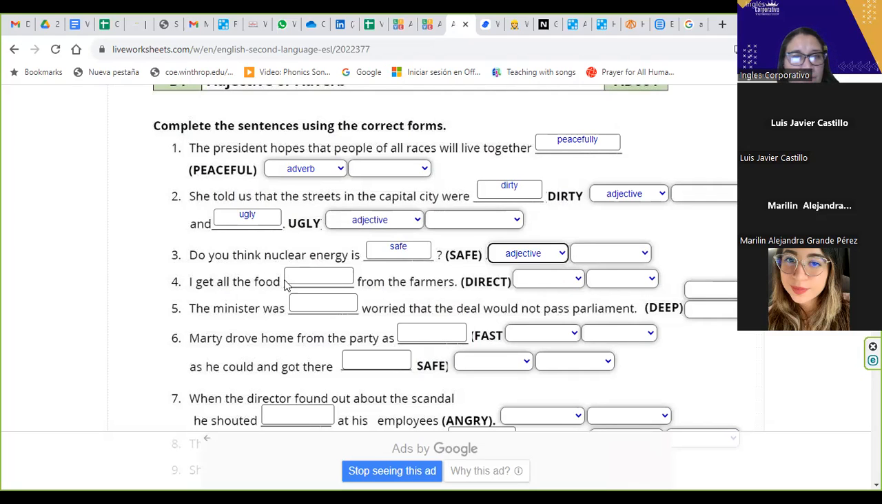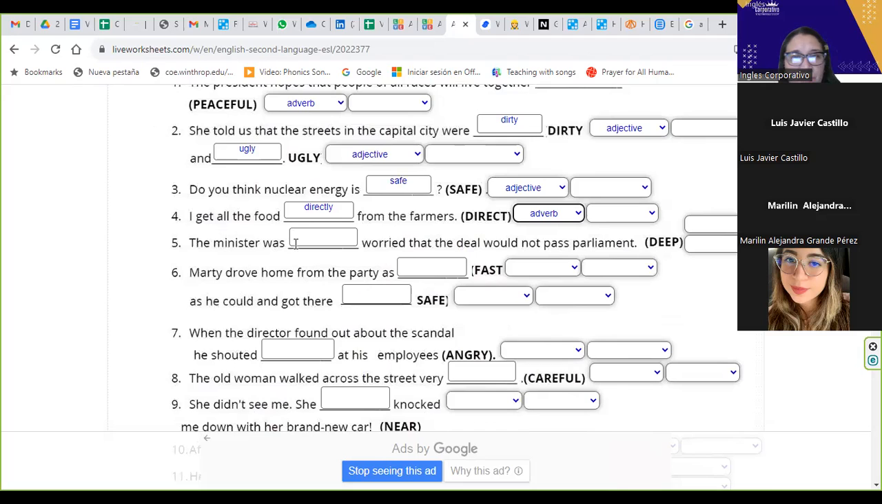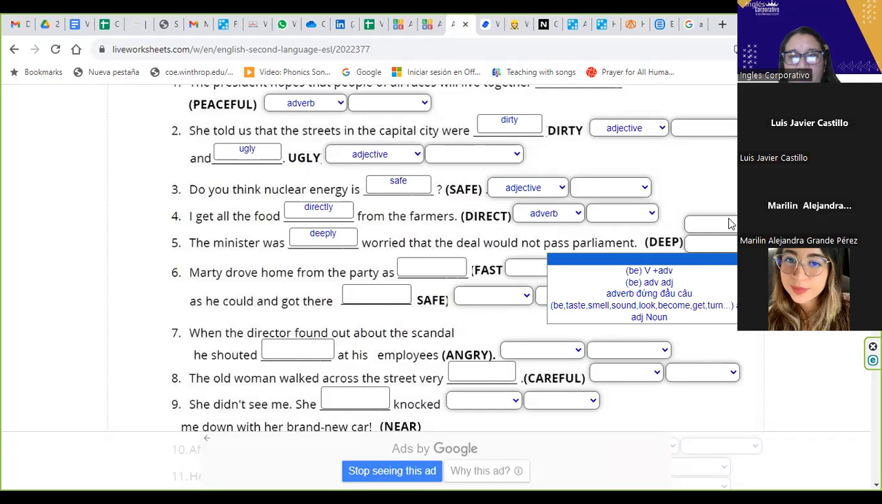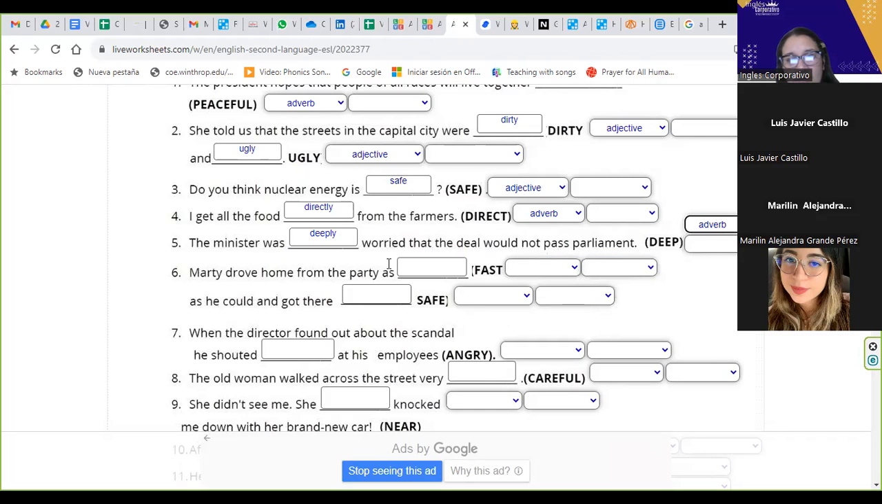Okay. I get all the food directly from the farmers. So that's an adverb. Then the minister was deeply worried that the deal will not pass parliament. All right, in this case, we need an adverb to modify an adjective. So that's why it says deeply worried.